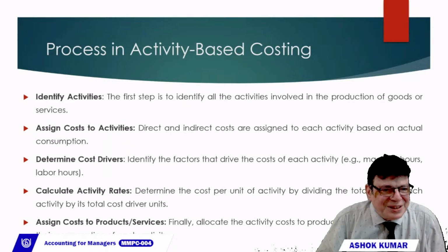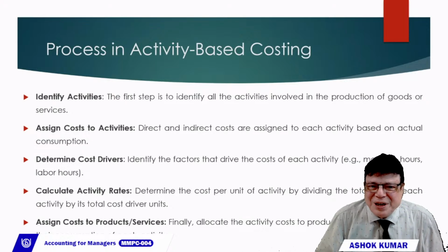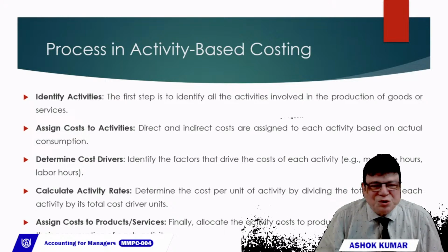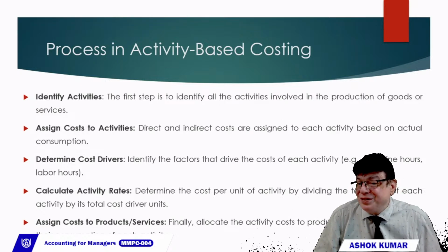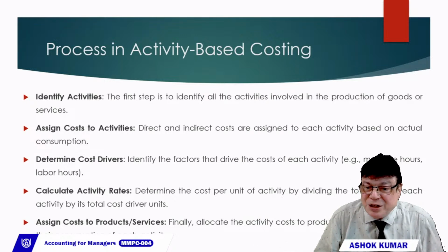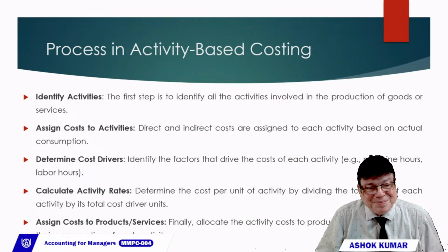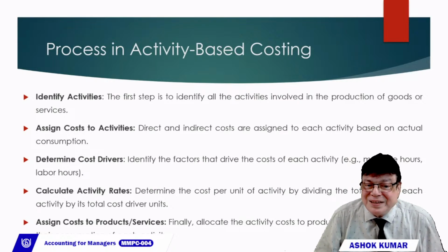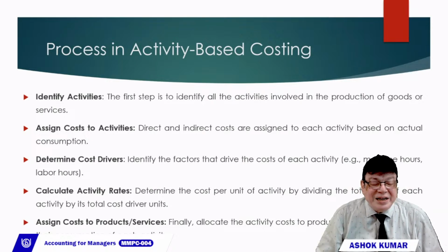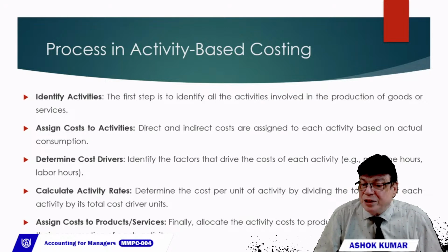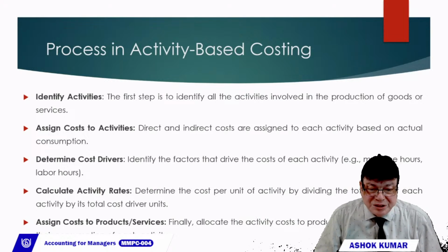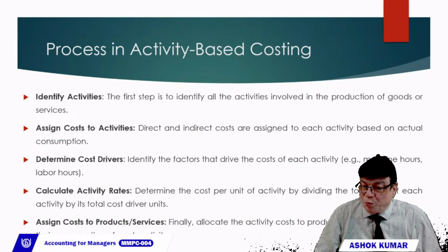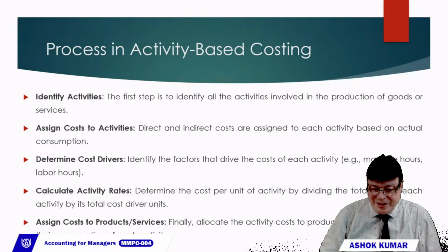Now the process in activity-based costing. Identify activities. The first step is to identify all the activities involved in the production of goods or services. Which are the activities, how many activities are there. Then assign costs to activities. Each activity will be assigned the cost. Direct and indirect costs are assigned to each activity based on actual consumption. Then determine cost drivers. Identify the factors that drive the cost of each activity, that is machine hours, labor hours. Then calculate activity rates. Determine the cost per unit of activity by dividing the total cost of each activity by its total cost driver units. Then assign costs to products and services. Finally, allocate the activity costs to products or services based on their consumption of each activity.